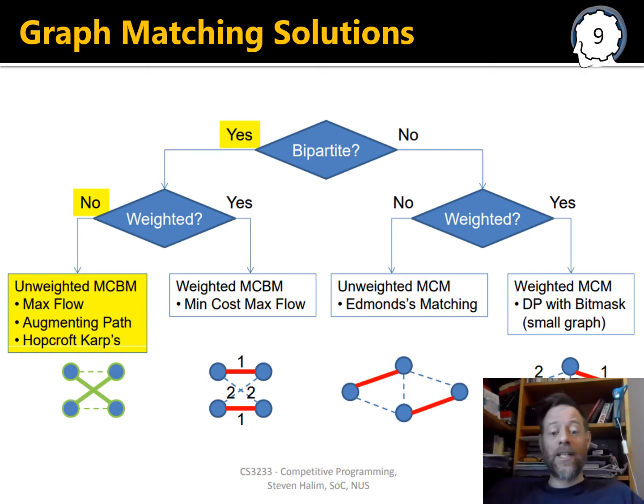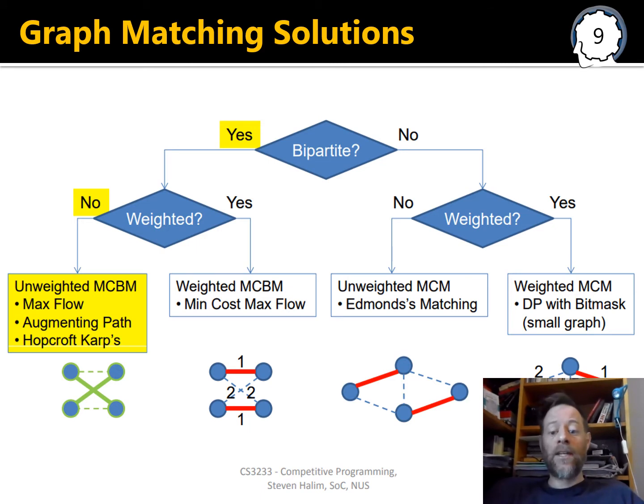And then the second question we need to ask ourselves is, is this a weighted problem or an unweighted problem? So if it's an unweighted bipartite problem, then we can just solve it using maximum flow. And I will also show a specialized algorithm called augmenting paths, which is actually very similar to the maximum flow algorithm we saw in the previous lecture.